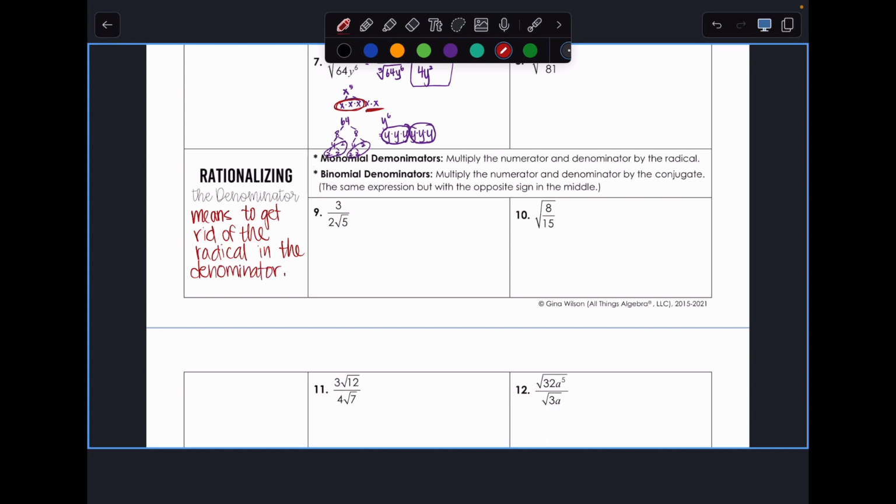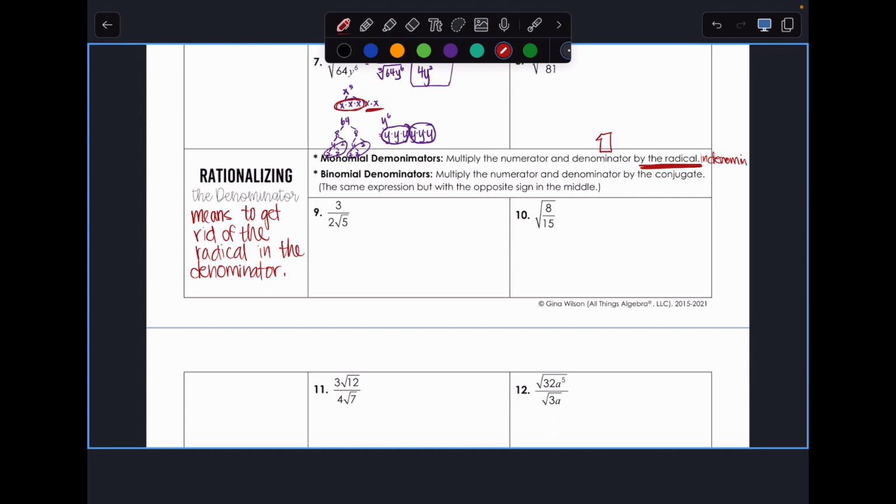Because mathematicians are weird and they don't like it. Like the way they see 2 signs next to each other, they don't like it, so we change it. But we have to do this without changing the value of the rational. So if we have monomial denominators, we just need to multiply the numerator and denominator, meaning a giant 1, by the radical in the denominator.